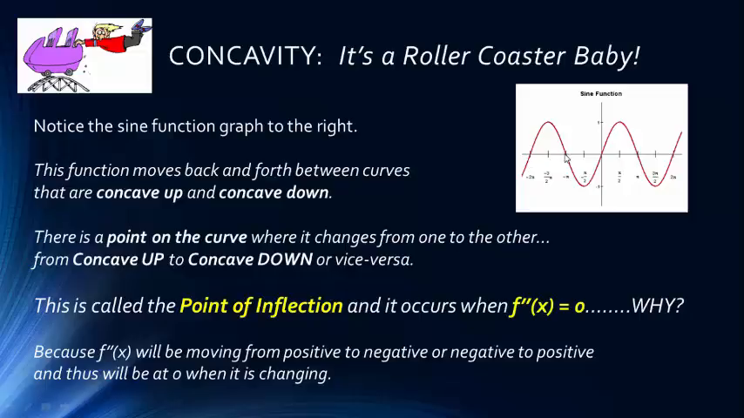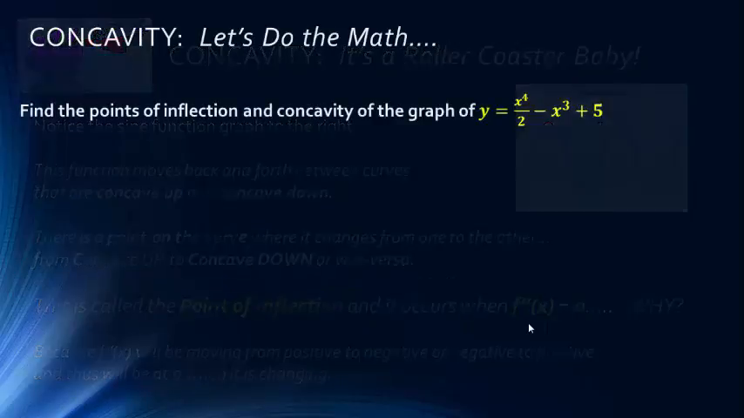Okay? So when the second derivative equals 0, we have a point of inflection. And this is when we move from one concavity to the other, up to down, or down to up. Okay, so that's the point where it's changing. So if we're trying to find the point of inflection, we find the second derivative and set it equal to 0.